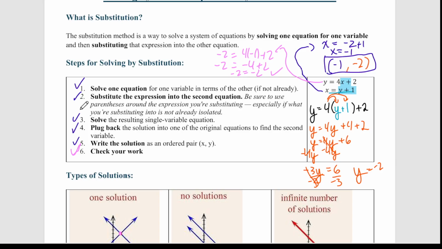And then you want to solve the resulting single variable equation that you get. Then you want to plug that solution back into one of the original equations to find the second variable. Write your solution, and then you want to check your work by plugging back into the equation you haven't used yet in order to find that second variable, just to make sure it still works in that equation as well.